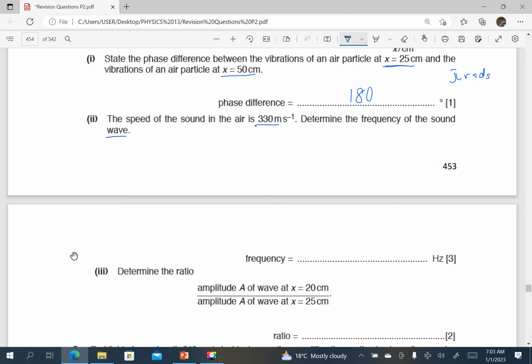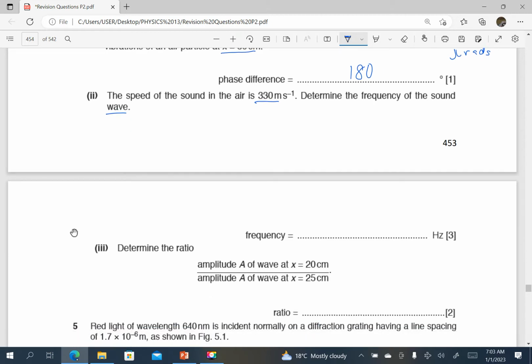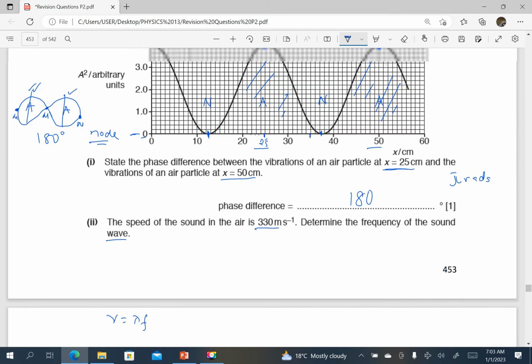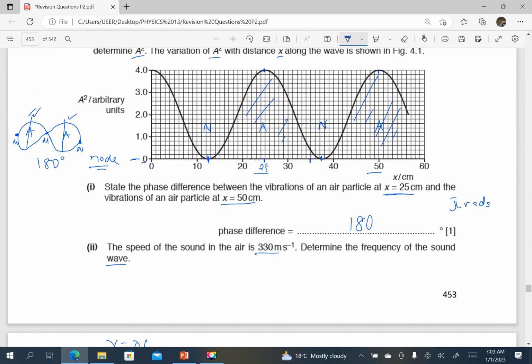So from the general wave equation, we know that V equals lambda times F. They have given us the speed. All we need is lambda. Note very carefully that the distance between two adjacent antinodes is half wavelength.